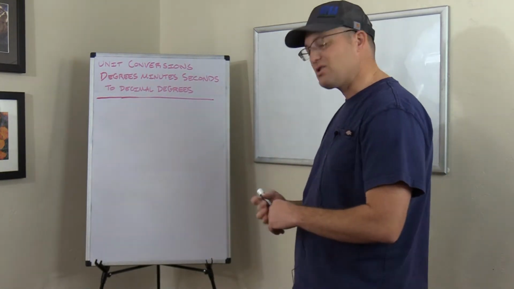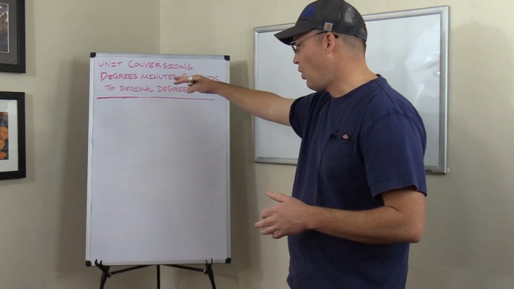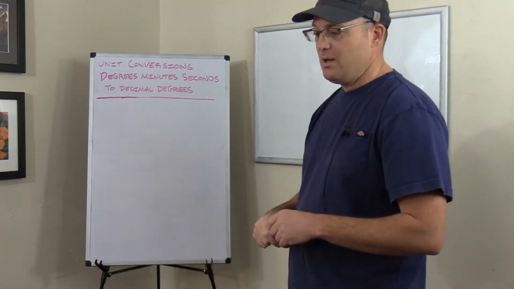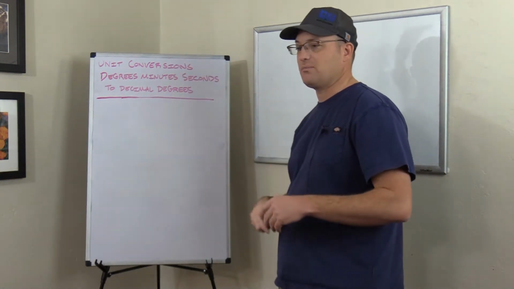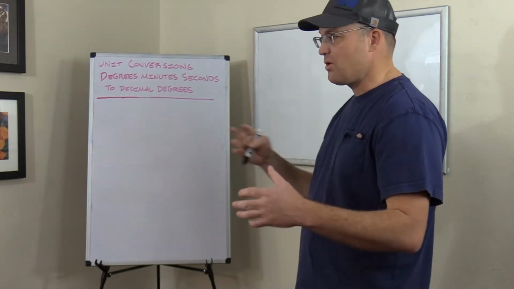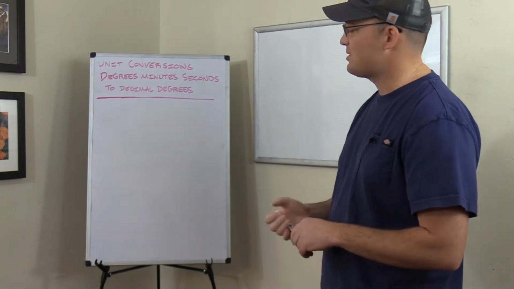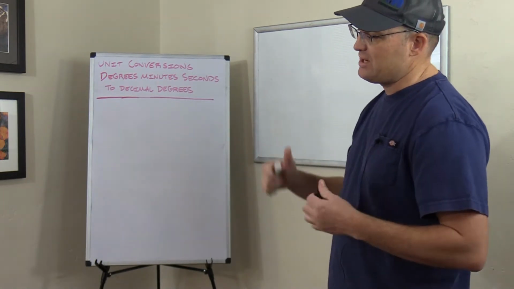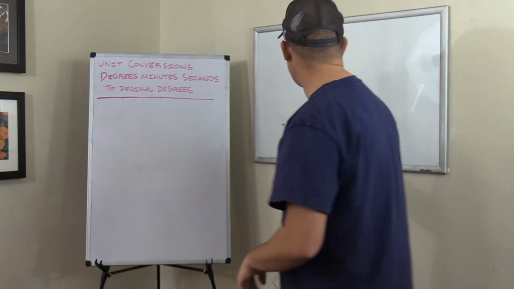So let's talk for a minute about what degrees, minutes, seconds are, and then we're going to walk through the steps you go through to convert from degrees, minutes, seconds to decimal degrees. Land surveyors should be able to do this on their calculator. There are calculators and computer programs that will do this math for you, but land surveyors should be able to understand how to do it with just basic arithmetic on their calculator.